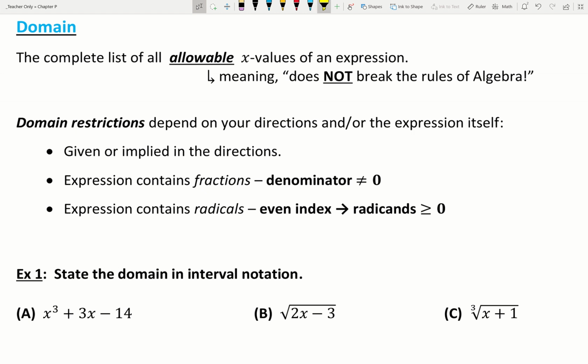But I feel like one of the parts of the definition that's often left out is the fact that, yes, it's all the x values, but it's all of the ones that are allowed, right? It's all of the ones that are allowed. And what I mean by that is that they don't break any of our rules of algebra.